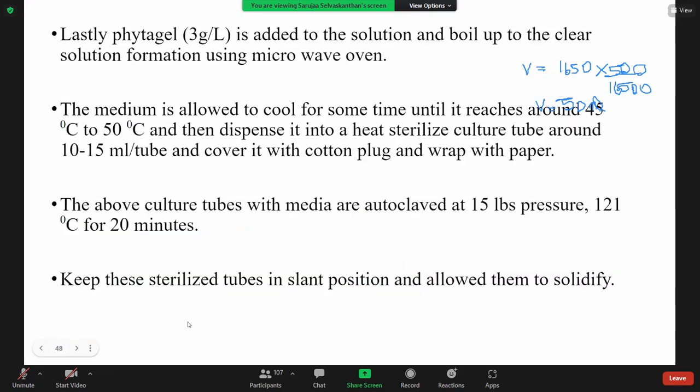Then lastly, after measuring the pH, we have to add the phytagel or agar. 3 gram per liter of agar. Normally we can add phytagel. Then if we are going to prepare 1.5 liter, 4.5 gram we have to measure and add, right? And once we have added the phytagel, we have to keep it in the microwave oven until it fully boils, because the phytagel should be dissolved in the water, right?